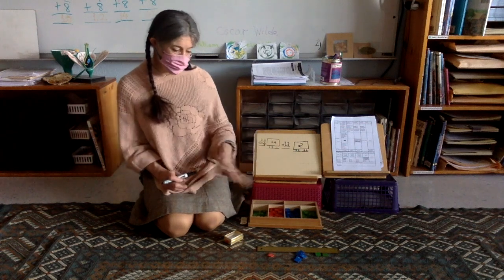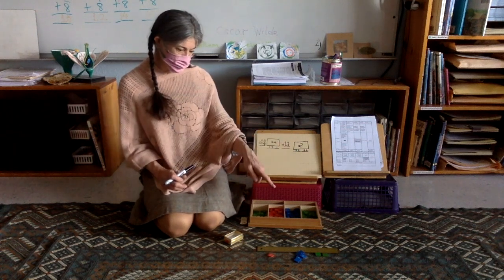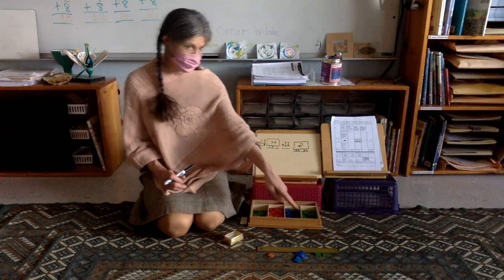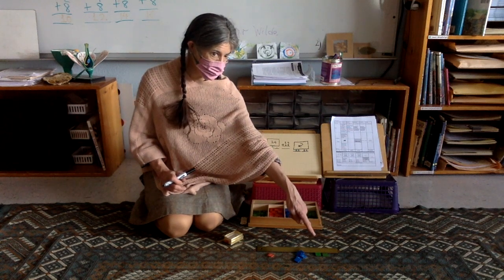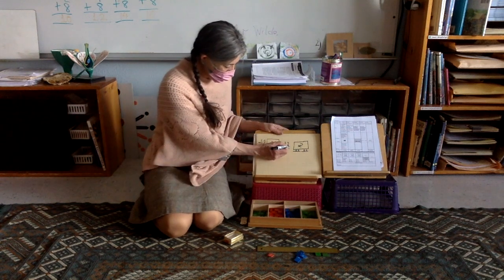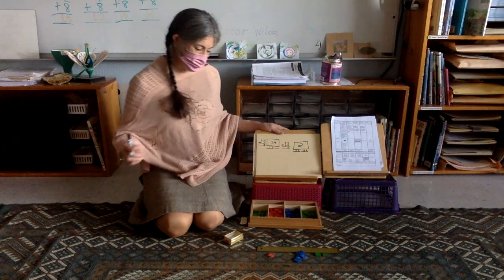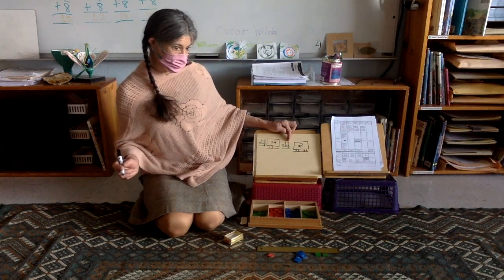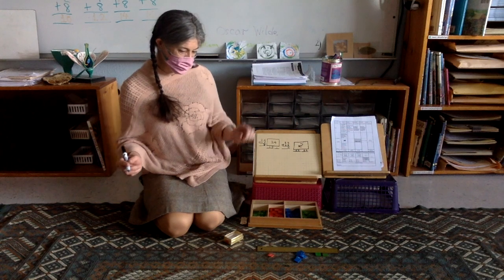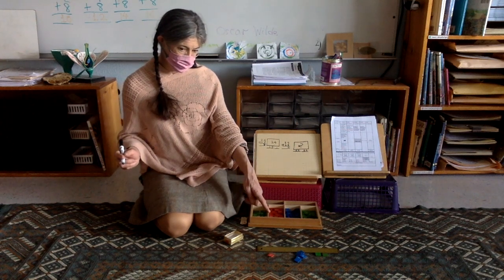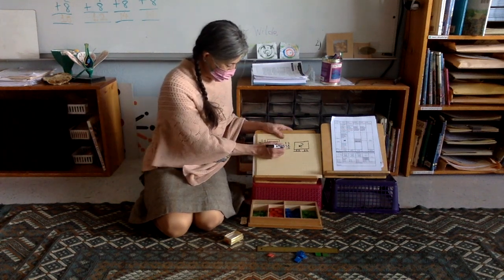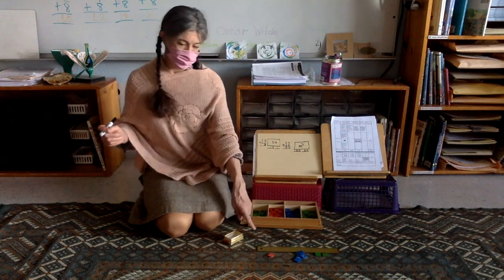Okay, now we're gonna write down our sum. How many units? 2. That's gonna go here. How many tens? 5. How many hundreds? 1.